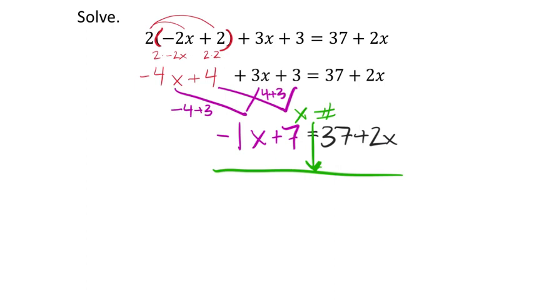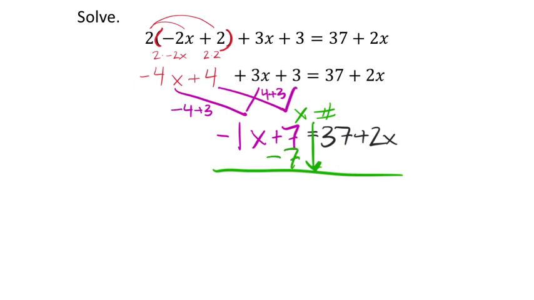So let's go through these and see if they're on the correct side, because if they're not, we'll zero those out, we'll get rid of them. So negative 1x, it's on the x side of the line. Okay, it's good, it can stay. We don't have to do anything with it right now. The plus 7 does not have an x, so it's on the wrong side of the line, so we will zero that out by subtracting 7 from both sides.